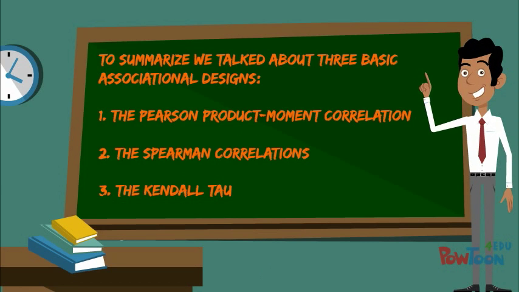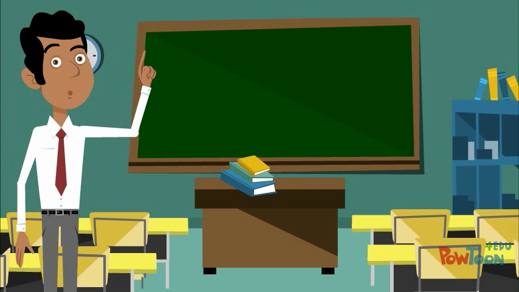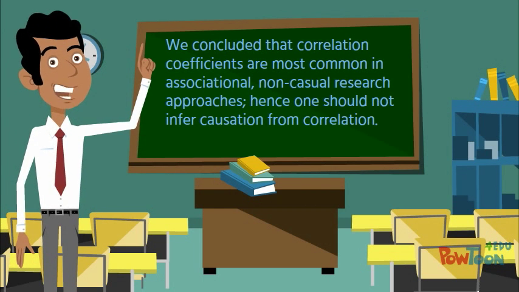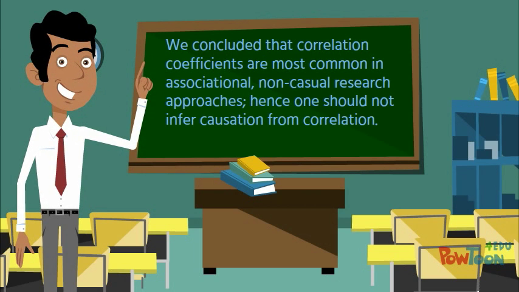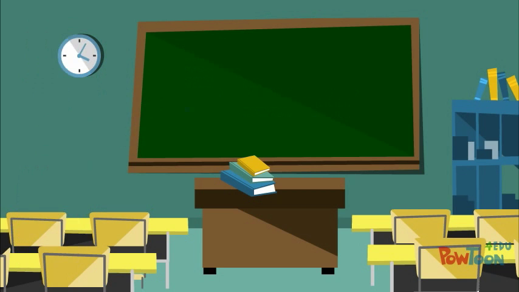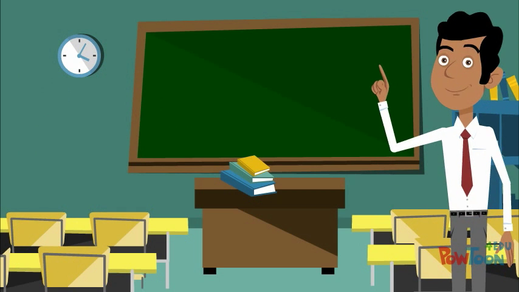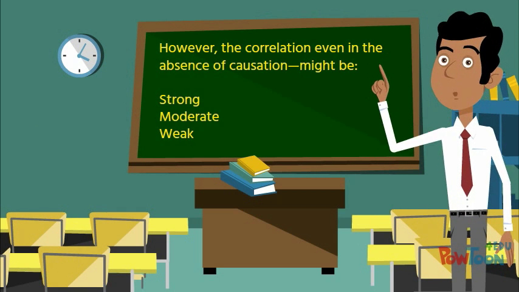To summarize, we talked about the three basic associational designs: the Pearson product moment correlation, the Spearman correlations, and the Kendall-Tau. We concluded that correlation coefficients are most common in associational, non-causal research approaches. Hence, one should not infer causation from correlation. However, the correlation, even in the absence of causation, might be strong, moderate, or weak.